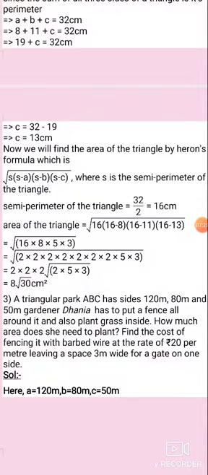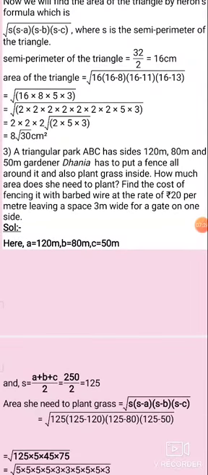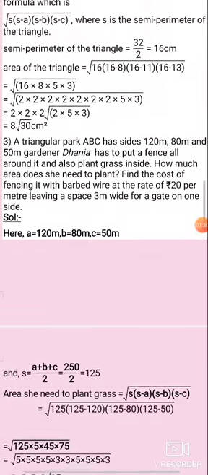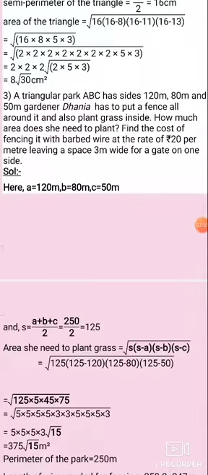So the lengths of the sides A, B and C are what? 120 meter, 80 meter and C is 50 meter. Now S is equal to what? A plus B plus C by 2, which is equal to 250 by 2, that is 125. Now area. First, we need to plant grass inside the portion.